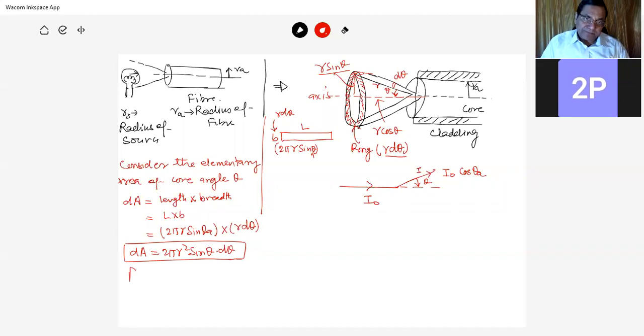And power fed is intensity of source into area. Intensity of source into area, that is I cos theta into area.